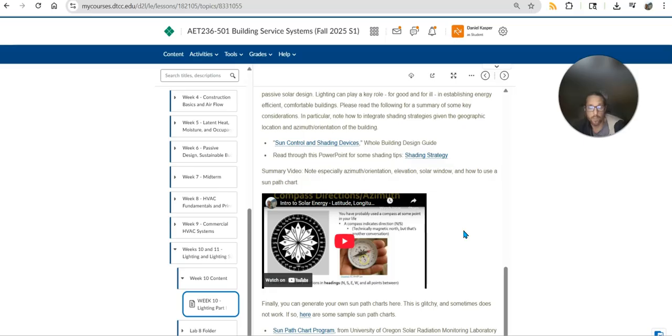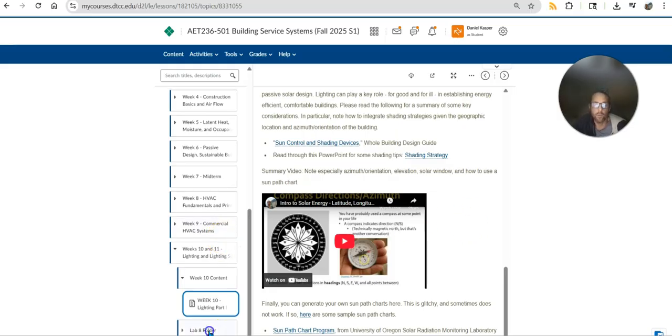And then we'll do a lab this week where you're going to measure the illumination in the lab and see if it's properly lit, see if you can make some suggestions. Sorry, the classroom, make some suggestions of how to use passive design features.